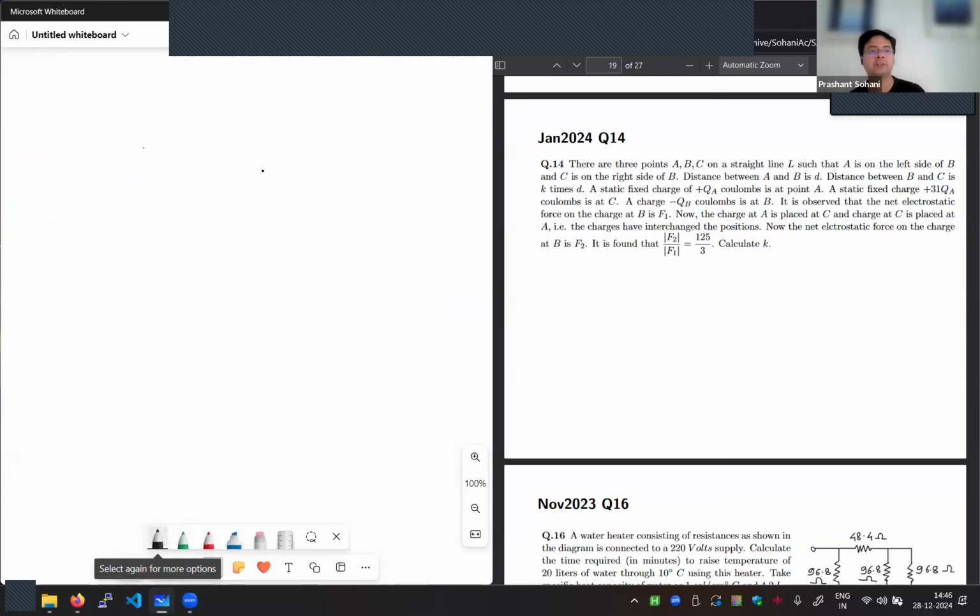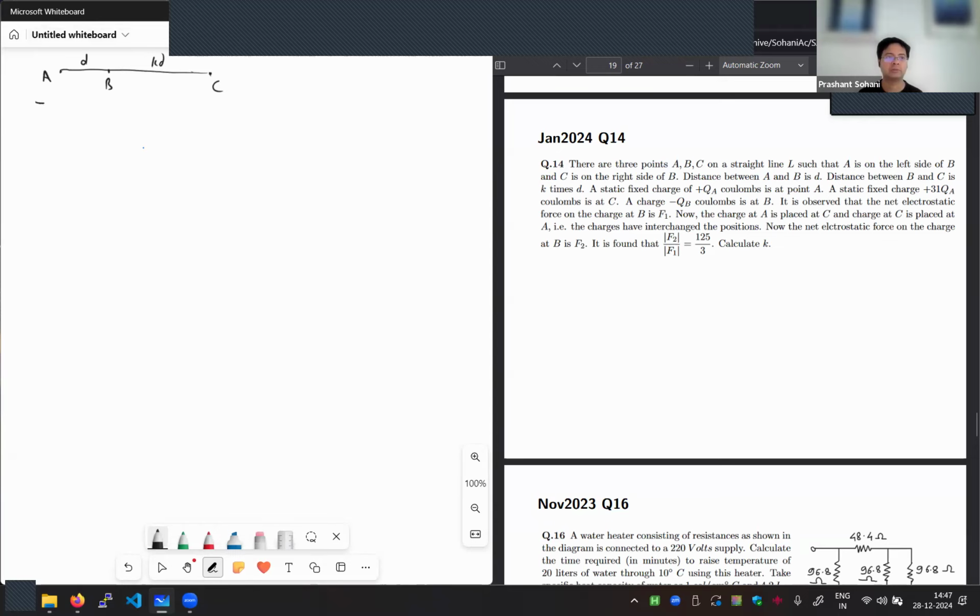So what is happening here? Again, there are three charges in a straight line, A, B, C. This time, if you notice, they are not given the distances directly, but they are given the ratio. The distance between AB is D and the distance between BC is K times D. So this D is going to get cancelled, because same as before, when we equate the two sides, the denominator will have the square of the distance. So both sides will have D square and D square, and it is going to get cancelled.